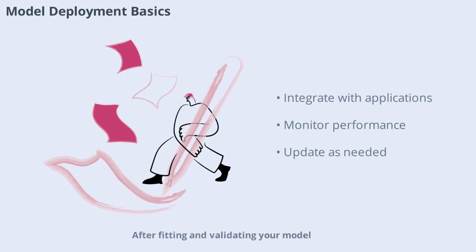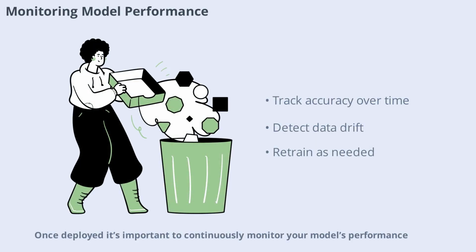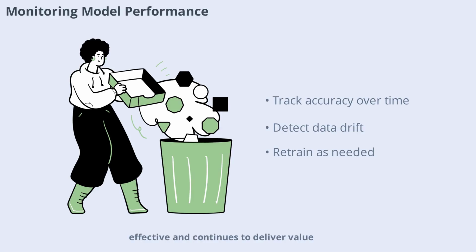After fitting and validating your model, the next step is deployment, putting your model into production so it can make real-world predictions. Deployment involves integrating the model with applications, monitoring performance, and updating as needed. This step turns your analysis into actionable results. Once deployed, it's important to continuously monitor your model's performance. Data can change over time, and models may need retraining to stay accurate. Regular monitoring ensures your model remains effective and continues to deliver value.